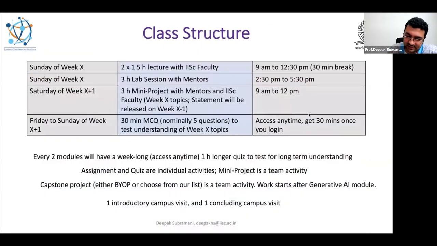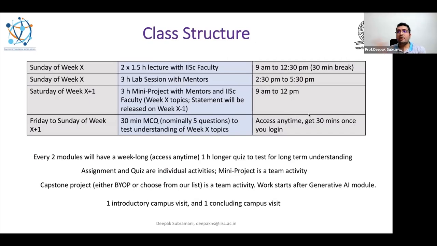And the class structure: if this is week X, Sunday is when you have 2 1.5-hour lectures with IISc faculty. All the 4 AI modules I will be handling. The 4 MLOps modules, Professor Sashi Kumar Ganeshan will be handling. He is the chair of the Department of Computational and Data Sciences. Today he couldn't join because he had an urgent meeting to attend. Otherwise, he would have come for this session.